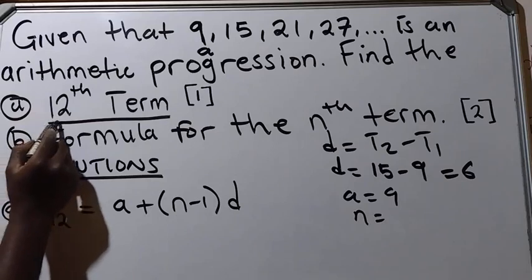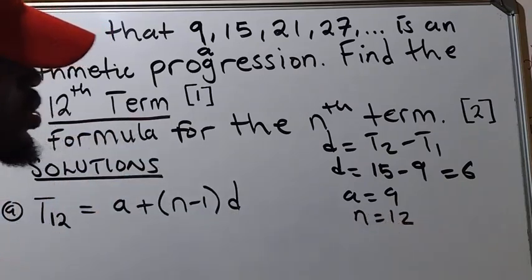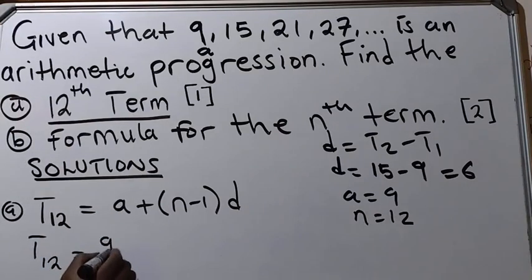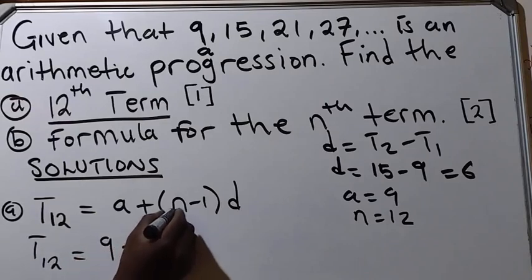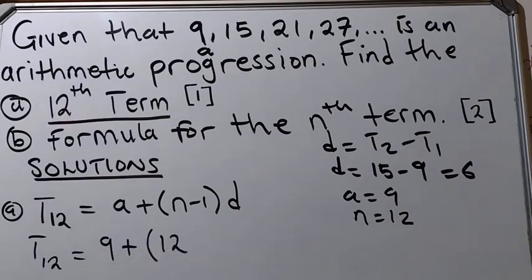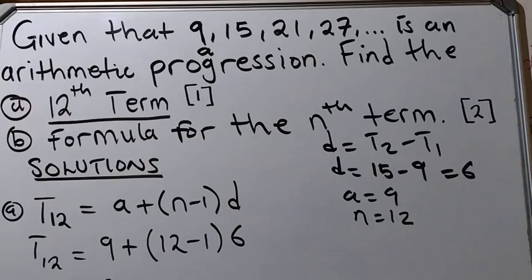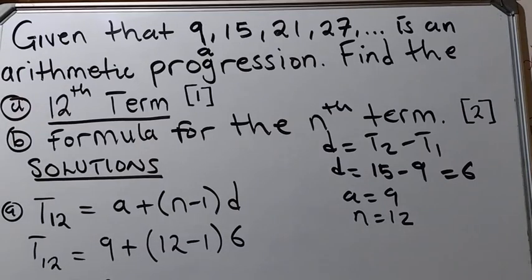In this case, they have said 12th term. So N is 12. So let's just fuse in. I'm going to say 12th term is equal to, where there is A, we put 9, plus, open bracket, where there is N, since we are finding the 12th term, we put 12 minus 1. Where there is D, the common difference, we put 6. Then 12th term is equal to 9 plus, 12 take away 1, you remain with 11, then 6.